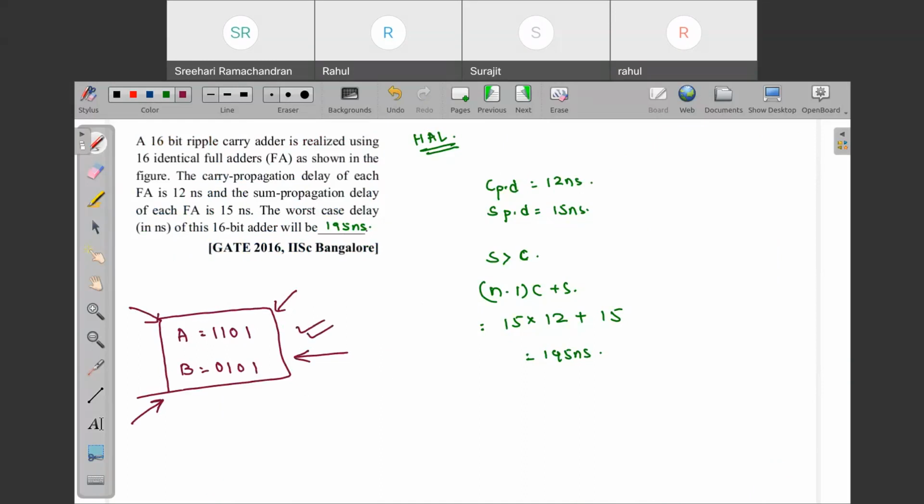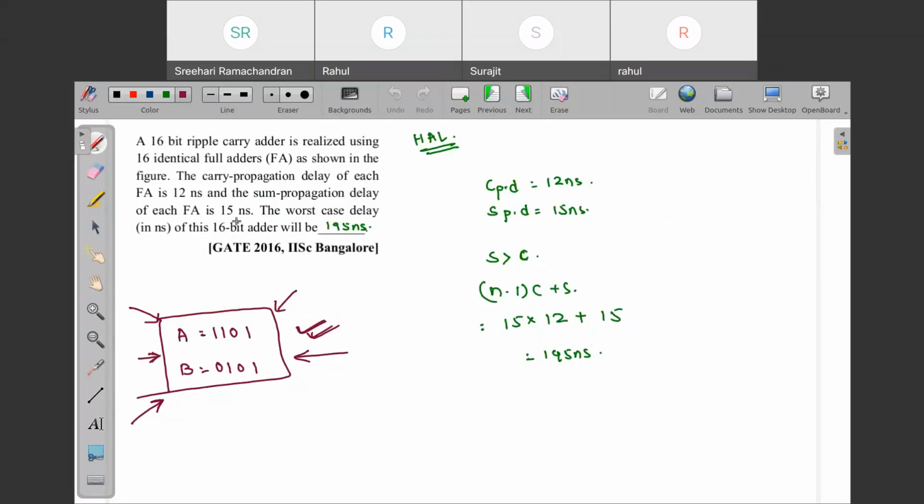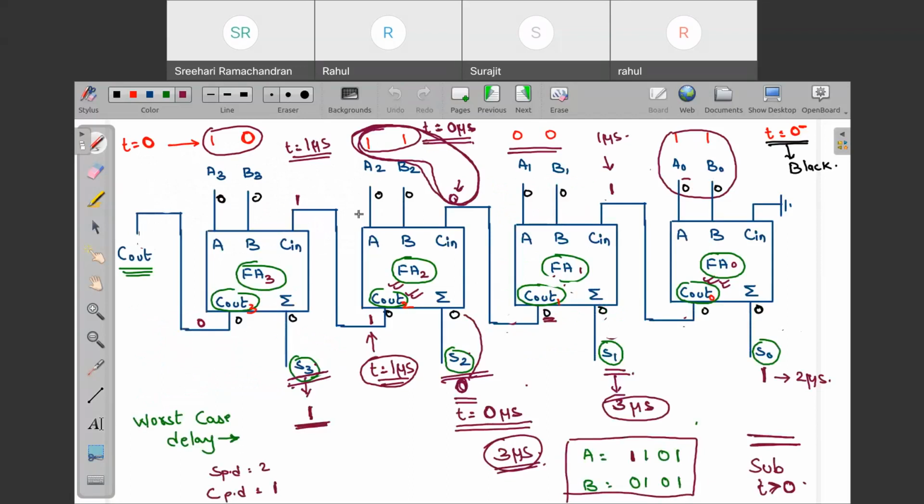But if input is given, then you need to check in the subsequent stages of the ripple carry adder which of the full adders are suffering from delay, or which full adder has a transition in inputs. In this question also they gave you input externally. But in that other question, there is no mention of input, and they have directly said worst case delay.